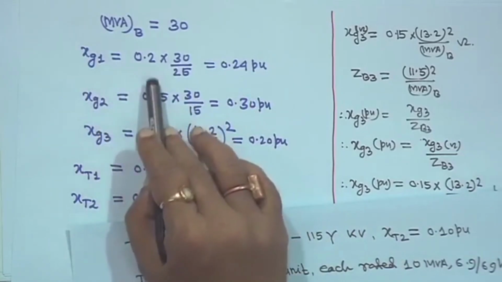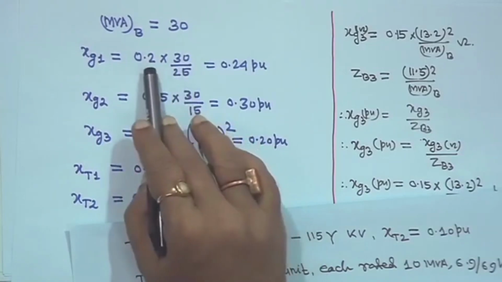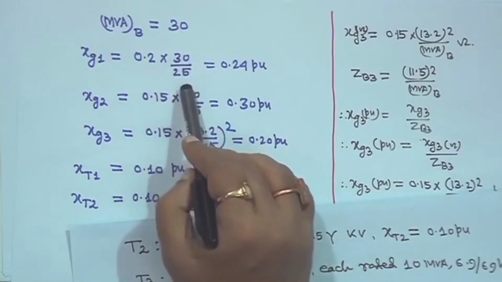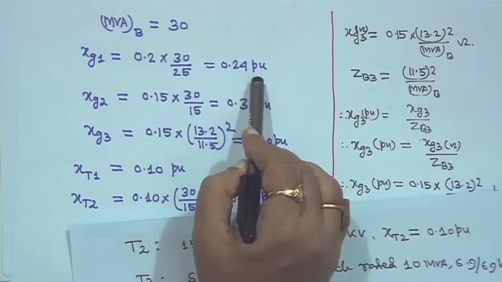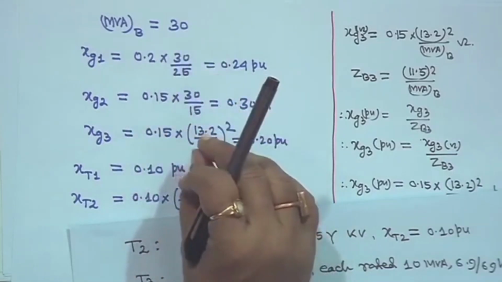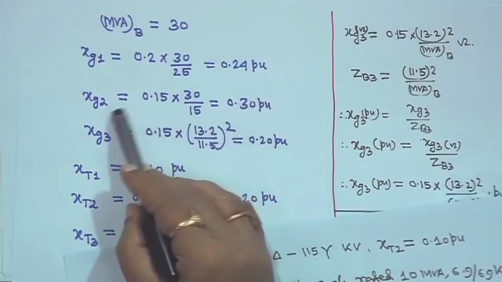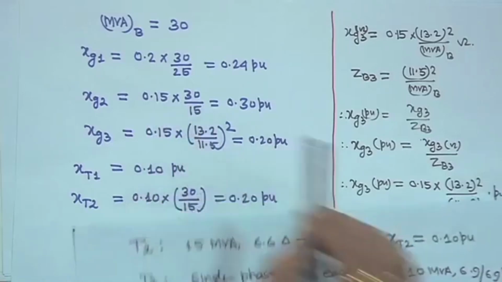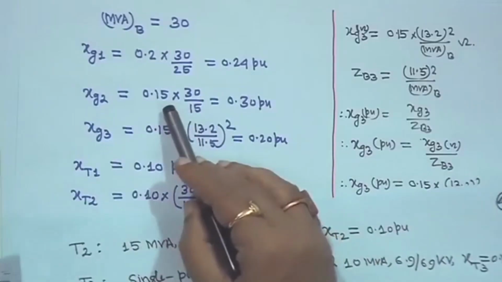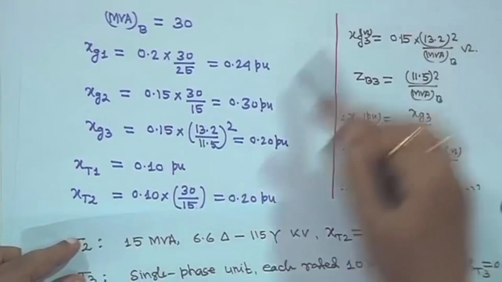So, Xg1 is equal to 0.2 into 30 upon 25, because 0.2 was given on its own base, on its own rating. That is 0.24 per unit, because you have to convert everything to a common MVA base and common voltage base, right. Similarly, Xg2 will be 0.15 into 30 by 15, because the generator is 15 MVA but the base MVA is 30. So it will be 0.15 into 30 upon 15, that is 0.30 per unit.